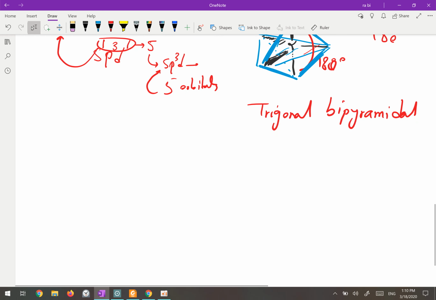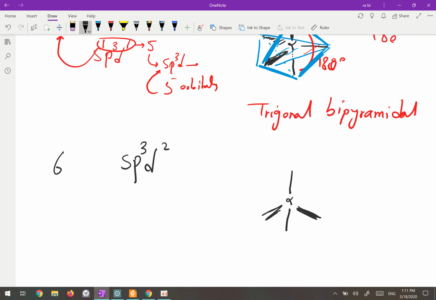When you have 6 domains, the hybridization is sp3d2. One s orbital, 3 p orbitals, and 2 d orbitals are mixed with each other, and they have made 6 new hybrid orbitals. So for 6 domains, the best arrangement is like this. One domain at the top, one domain at the bottom, 2 of the domains are coming out of the board or the plane that you are drawing on, and one domain is going inside.